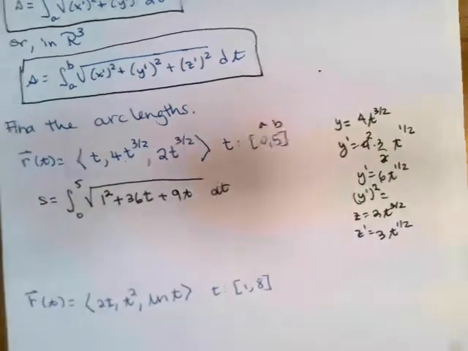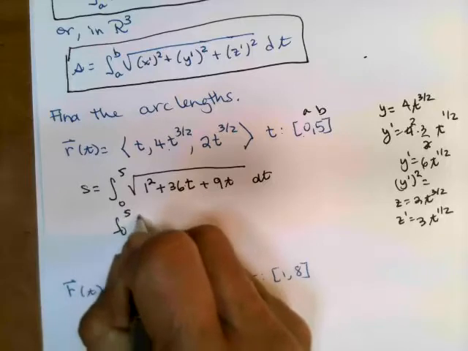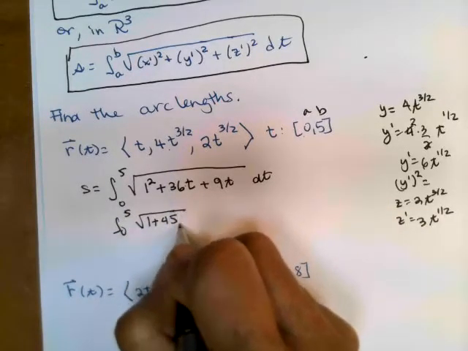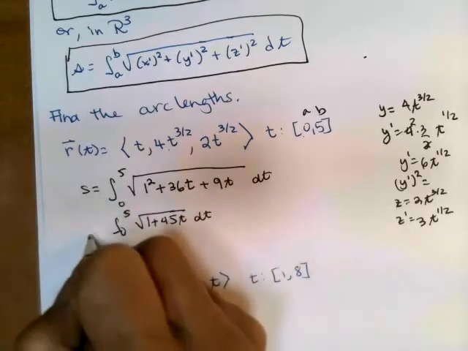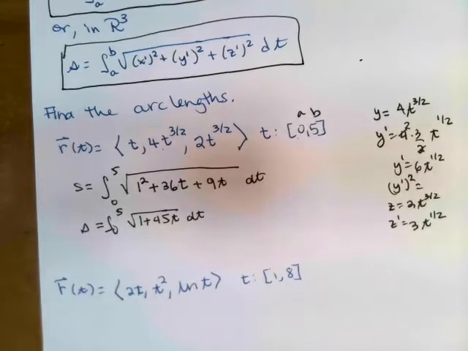dt. All right, so let's tidy that up. So 0 to 5, square root, what do I have? 1 plus 45t dt. Okay, and this is S. Oh, I better go back to my cursive S because there I've got S's and 5's together, wouldn't you know?